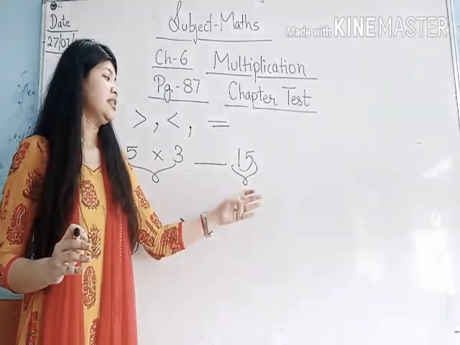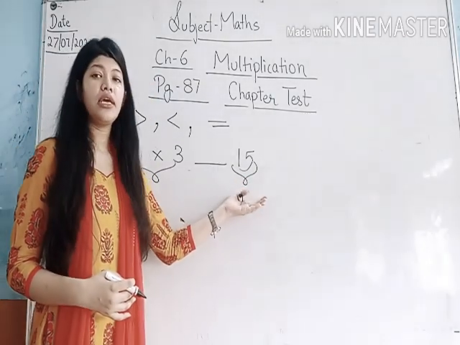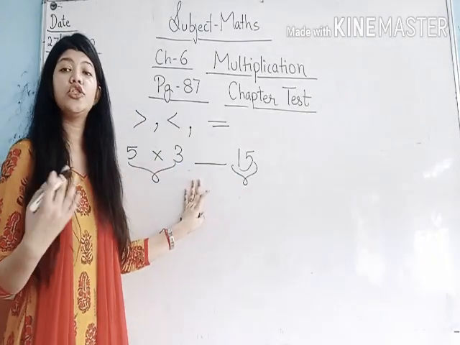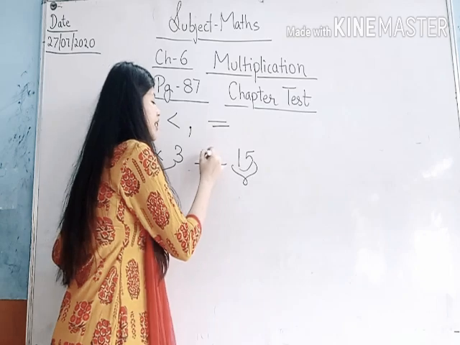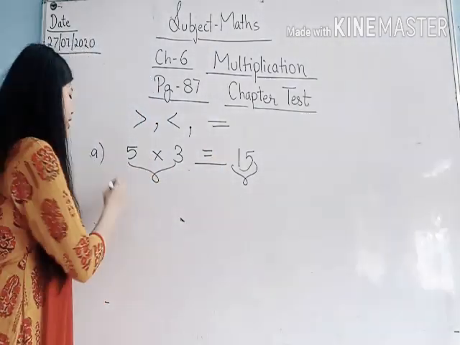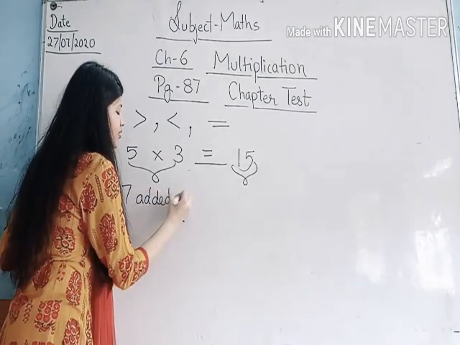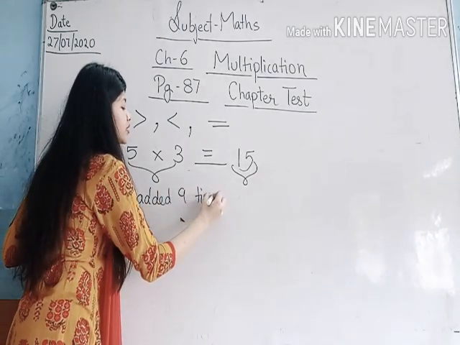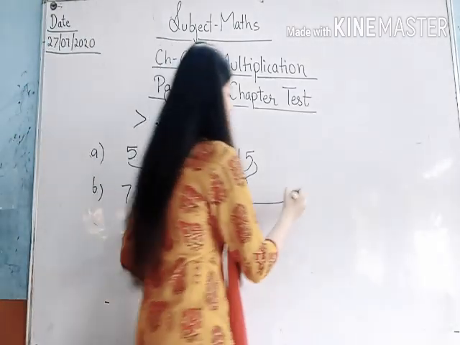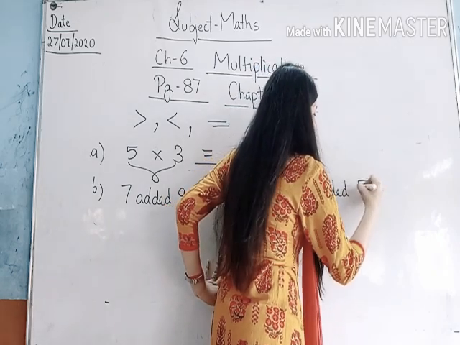15. It means the number which is written on the left hand side is correct. Yes. So 5 3s is equal to, yes, 15. It means we will put equal to sign here. Okay. Let's do the second one. 7 added 9 times dash 10 added 5 times.